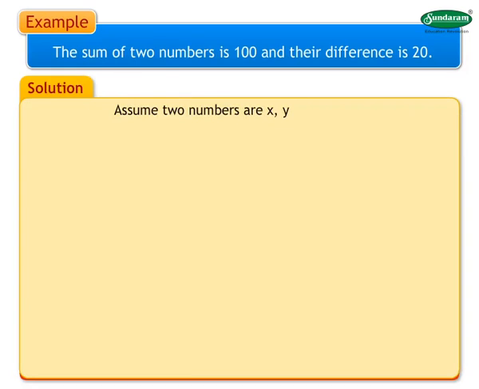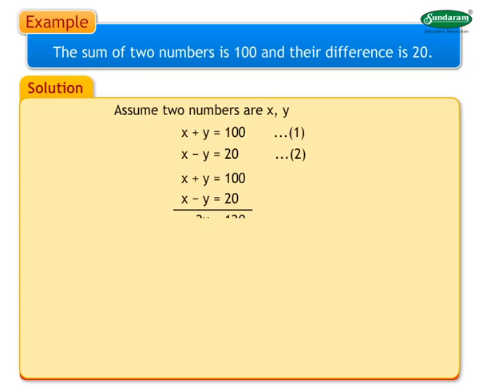According to the condition given, x plus y is equal to 100 and x minus y is equal to 20. Add these two equations, we get 2x is equal to 120. Therefore, x is equal to 120 upon 2, that is, x is equal to 60.